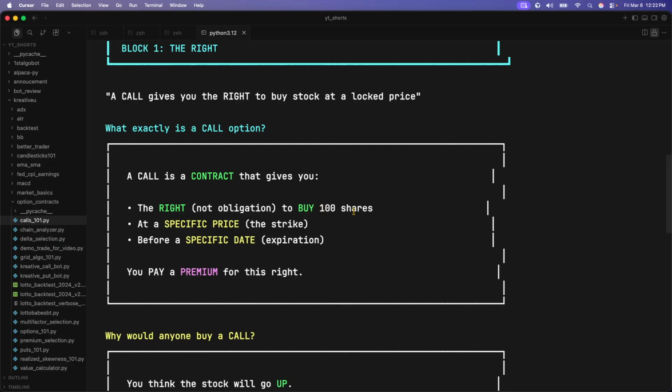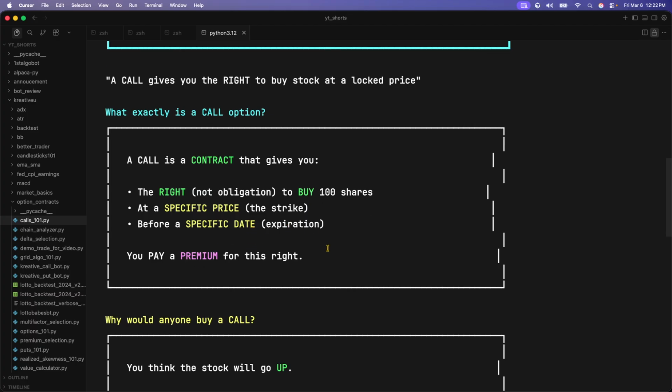And we're buying that call contract at a specific price. That specific price is going to be our strike price. Okay. Now, what we want to happen is to be able to profit before a specific date. That specific date is going to be our expiration date. And in order to purchase this call contract, we need to pay a premium, and this premium is for the right to purchase the call contract, right?